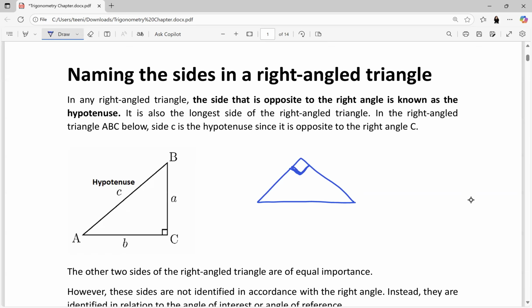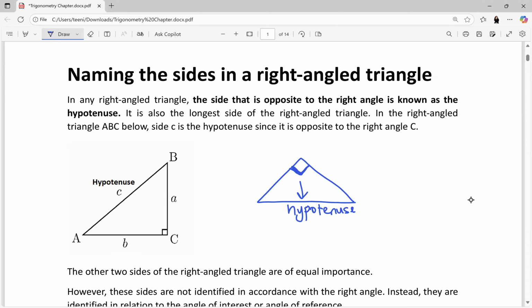the hypotenuse is that it is opposite the right angle. So if this is the right angle here, the hypotenuse will be this side. Right? So the hypotenuse is the side that is opposite to the right angle in any right angle triangle. It is also the longest side of the right angle triangle, and that's an important fact to remember. But in terms of trigonometry, I want you to recall the hypotenuse as the side opposite the right angle.